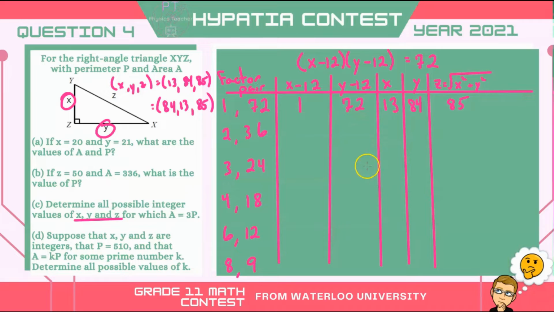Now all we have to do to finish the question is to finish the chart. And there you have it, 12 different possible solutions for part C.